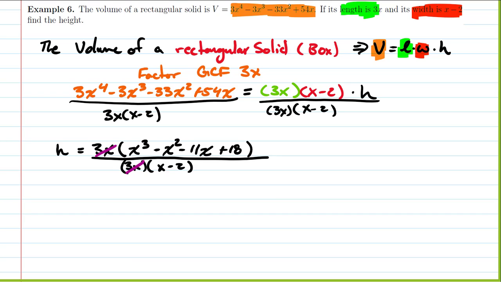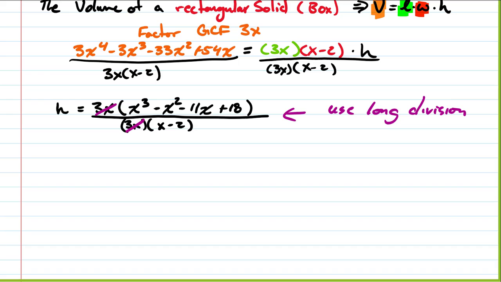If you really wanted to, you can do long division with 3x, and you will get the same answer as we talked about earlier, but it's a giant waste of time to do long division with monomials when you can just factor and reduce them out most of the time. But this part we will have to do long division. So we're going to use long division on the x minus 2 and the rest of it.